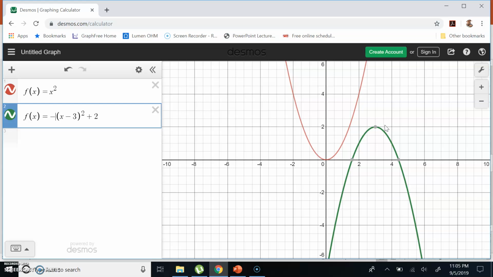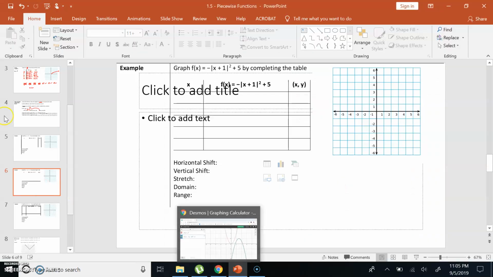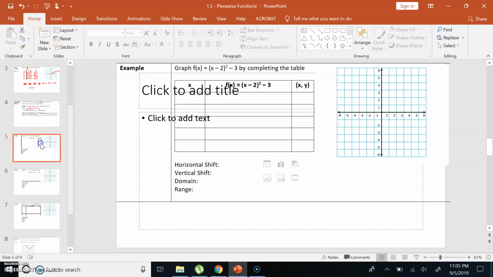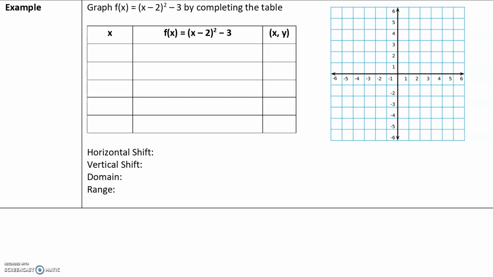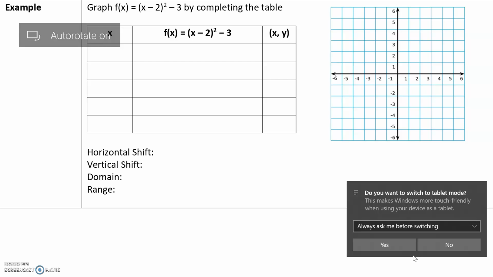So we're going to take this concept of a horizontal stretch, a horizontal shift, vertical shift, and stretch, and we're going to be doing some graphing using this. So let's do one example here, and the rest of them we will work on in class. Okay, so we want to graph this by completing the table.